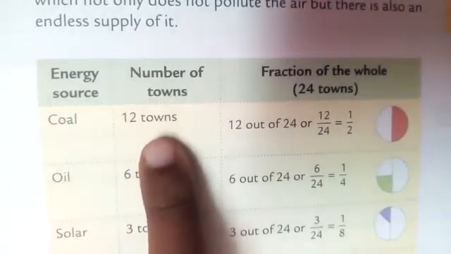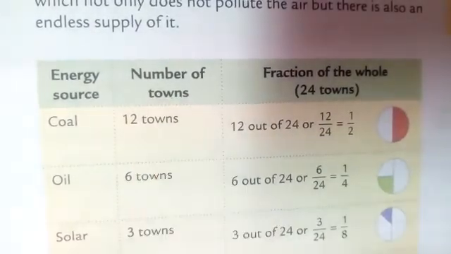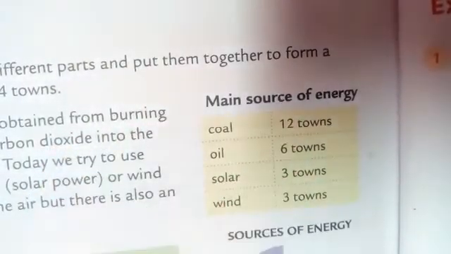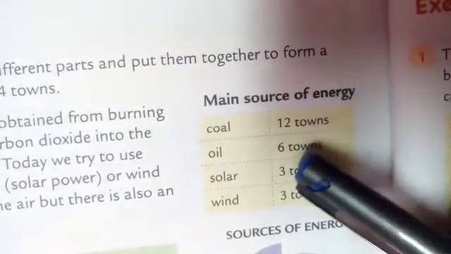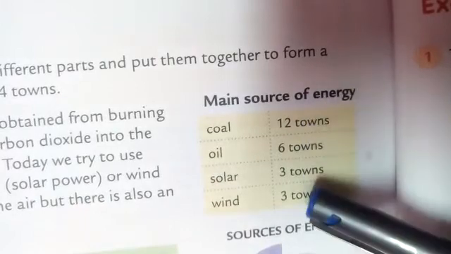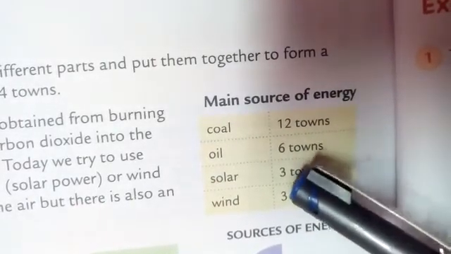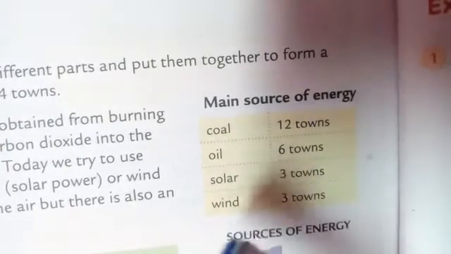So here it is 12 towns. 12 towns are out of how many towns? 24. Yes, how do we get that 24? As I said, we need to add up all these towns: 12 plus 6 and 3 and 3. When you add all these, the total will be 24 towns. So out of 24 towns, 12 towns are depending on the energy source called coal.